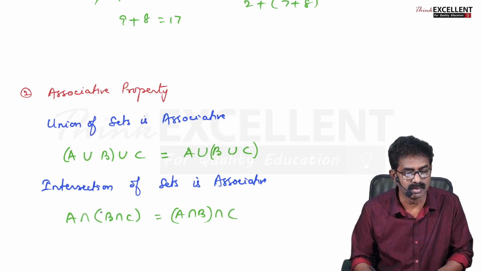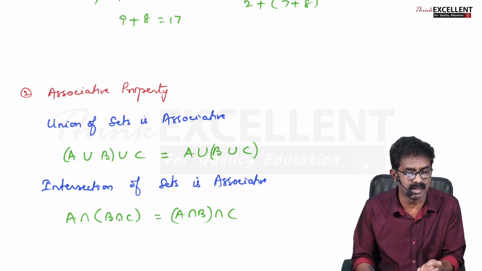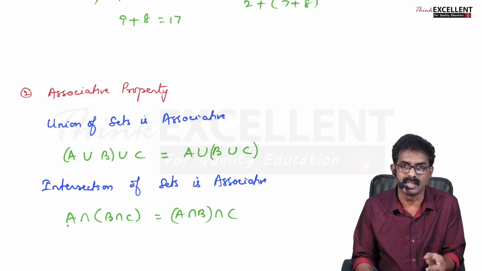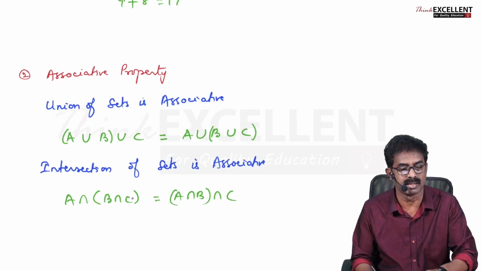Throughout it is intersection. So for the left side, first you find the term inside the bracket, B intersection C, right? Then A intersection. Intersection means you take the common elements. Okay, same way, on the right side, first you find A intersection B.